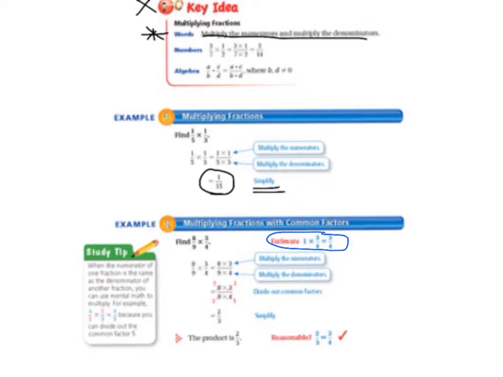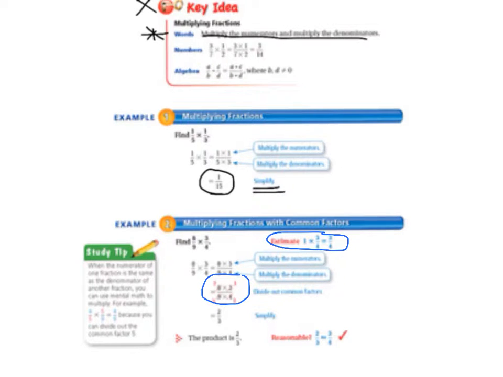So let's look at what the book has us do. 8/9 times 3/4. We're going to be multiplying the numerators and multiplying the denominators. So 8 times 3 and 9 times 4. But before we do that, we're going to do a little canceling out of the common factors. So we know that 8 is divisible by 4. So we can take 4 and divide it into 8. 4 goes into 8 2 times. So 4 goes into itself once, so we make that a 1. And it goes into 8 twice, so we make that a 2. And 3 goes into itself once, and 3 goes into 9 three times. So we make that a 3.